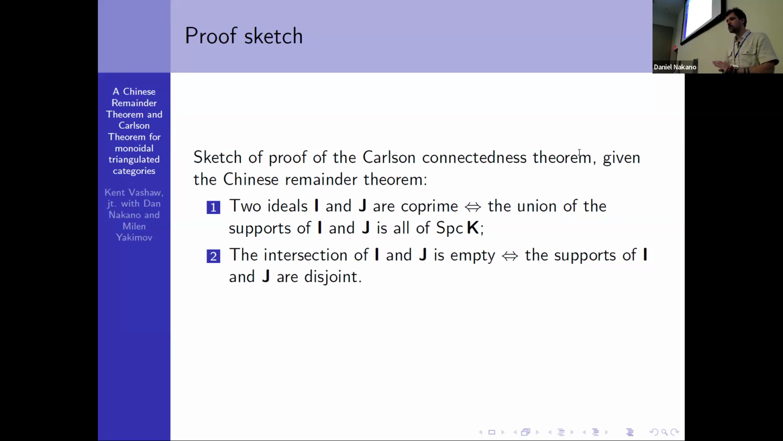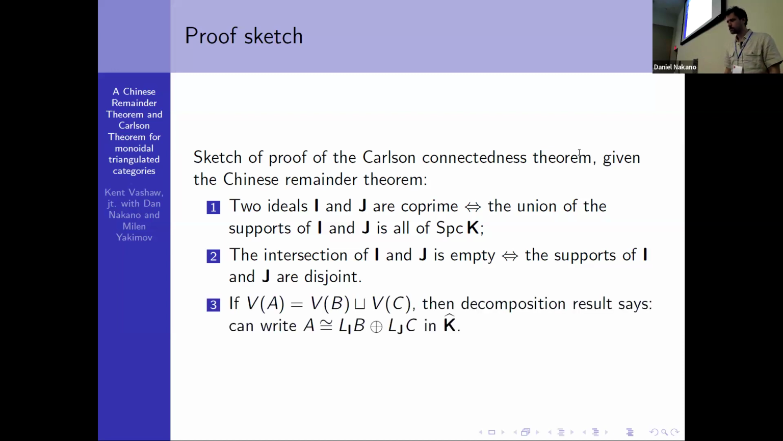Okay, so then 2 is that the intersection of I and J is empty if and only if the supports of I and J are disjoint. So now, if the support of A is disconnected, then we can write it as some disjoint union V of B union V of C for some objects B and C. Then the Chinese remainder theorem says that we actually get a decomposition of A into Li of B direct sum with Lj of C.